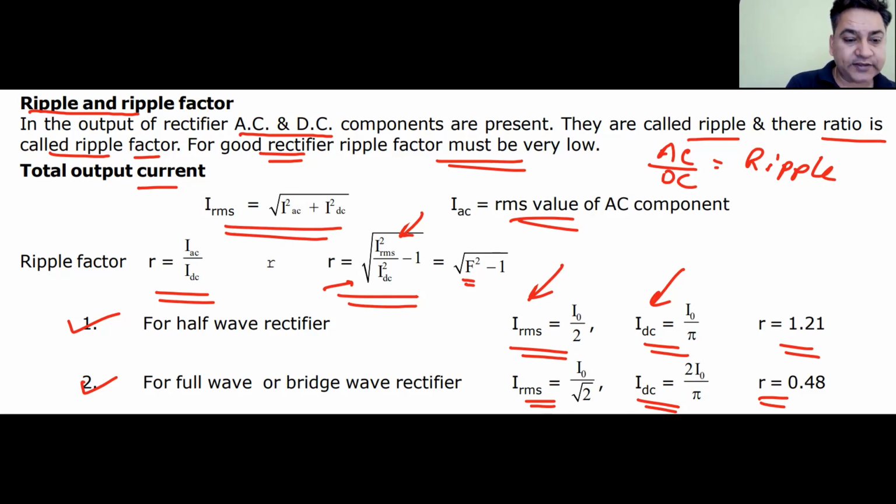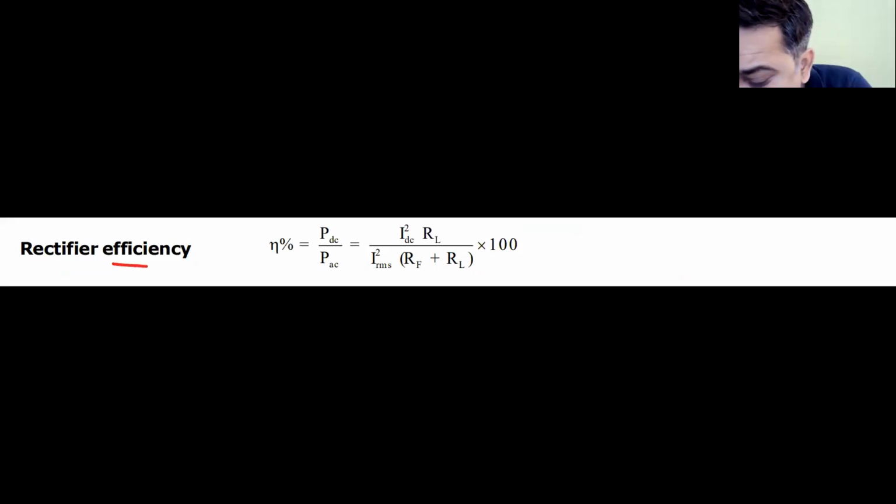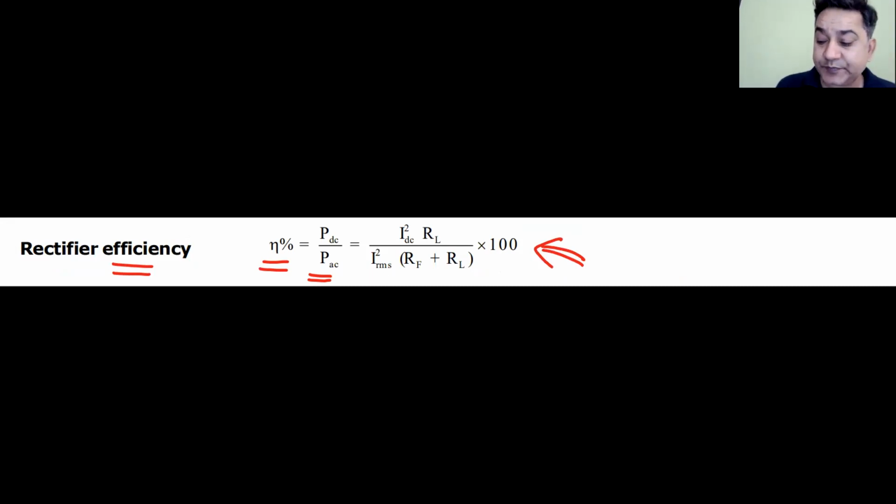Then just remember the formula for rectifier efficiency. Efficiency is always output divided by input. Here, output is DC and input is AC. So, power of DC divided by power of AC. DC power is I square DC into RL, where RL is the load resistance. Input is I square RMS into the sum of RF, the forward bias resistance, plus RL, the load resistance. Just remember this formula. Don't ask me how it comes. I will not be able to explain this in the short time that we have. We understand this?